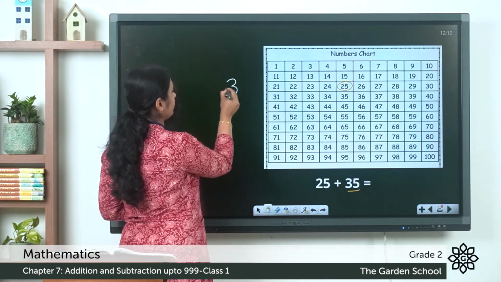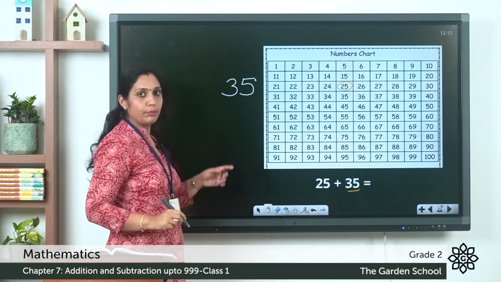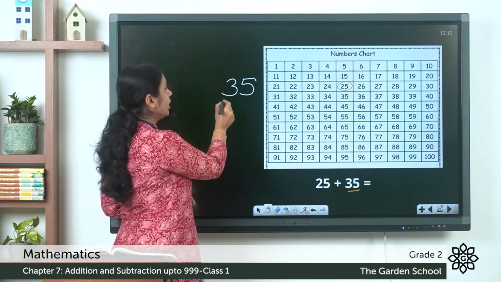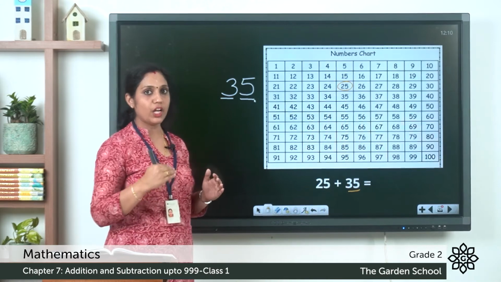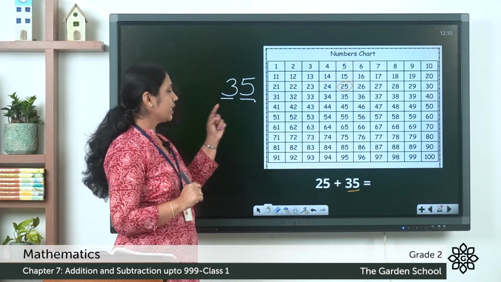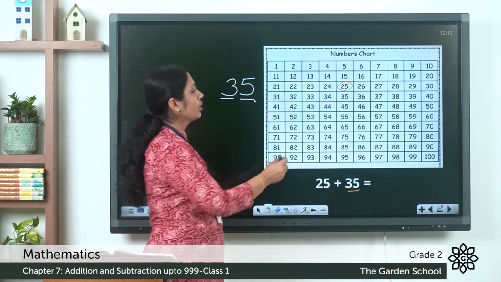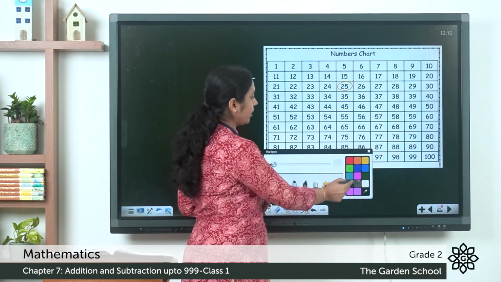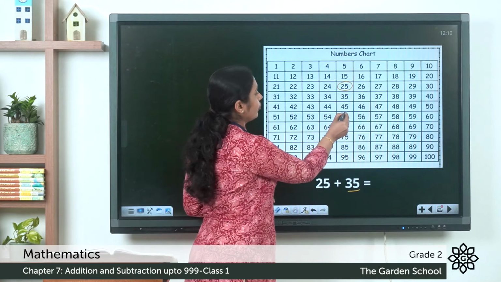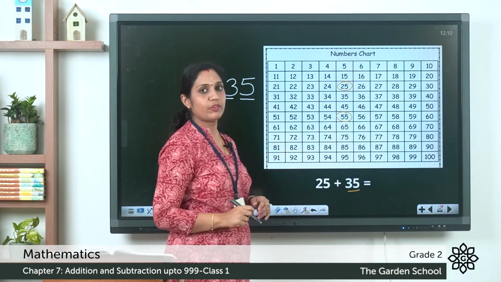In the number 35, we have 3 tens and 5 ones. So how many steps do we have to move downwards? We have to move 3 steps downwards. So 1, 2, 3, and we reach the number 55. Next, what is the step we have to do?